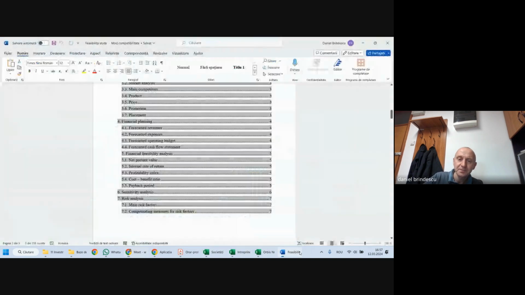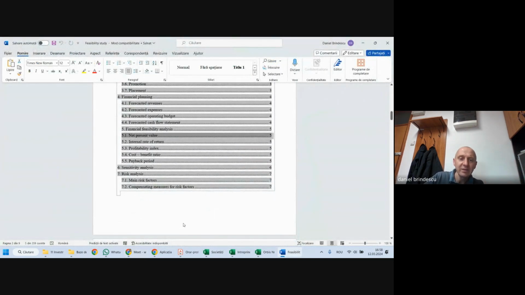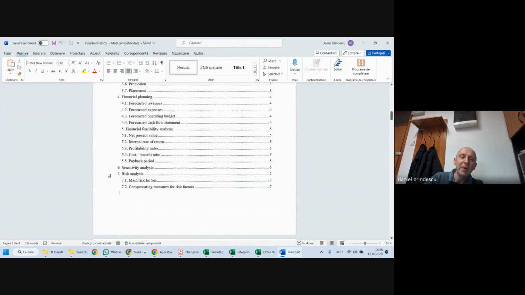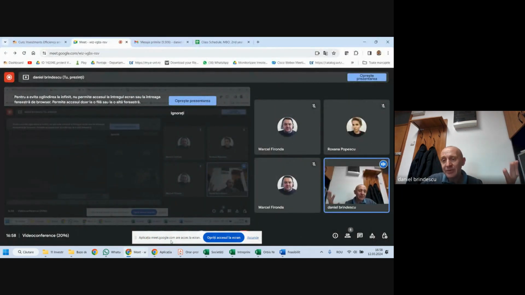You will end the feasibility study with this risk analysis, not before passing through a sensitivity analysis, which will have the purpose of, let's say, helping us identify the most important risk factors. You will see it at that time. Well, in a bit more than a month. So this is on principle the structure of a feasibility study.